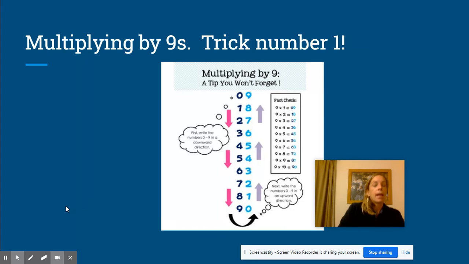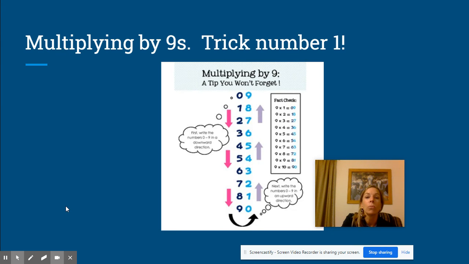Okay, man, multiplying by nines, they can be a doozy. So I am going to show you 2 tricks. Now, obviously, you already know one way you can do this. You can draw a model. So if these tricks do not work for you, if you're like, no, Mrs. Bushy, no way, then that's perfectly fine. I just like to show you some things to help you out.